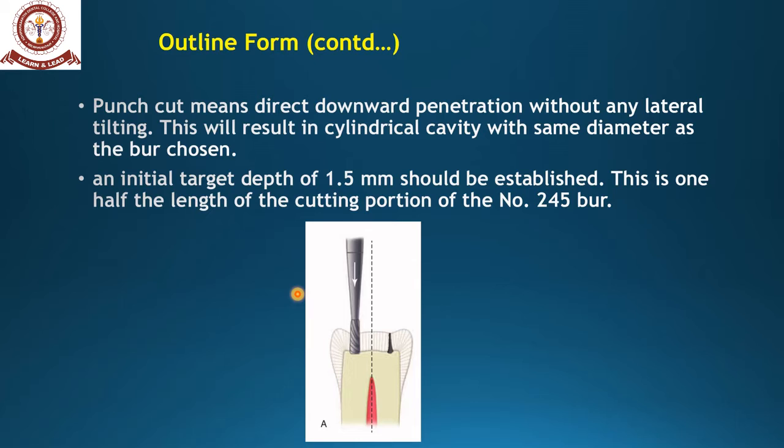This will result in a cylindrical cavity with the same diameter as the burr chosen. So an initial target depth of 1.5 mm should be established. This 1.5 mm will be from the central pit. So this is one half the length of the cutting portion of the 245 burr. Hence, the burr dimension is very much important. Since it is 3 mm, the initial outline form, initial depth should be 1.5 mm. It is nothing but half of the burr. So if you know the burr dimension, then only you will cut the exact depth.